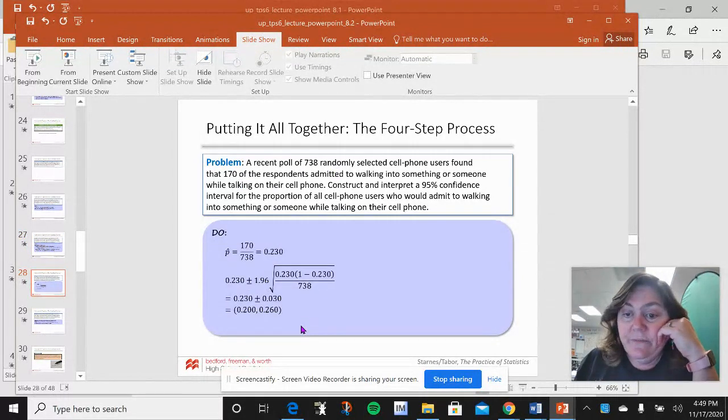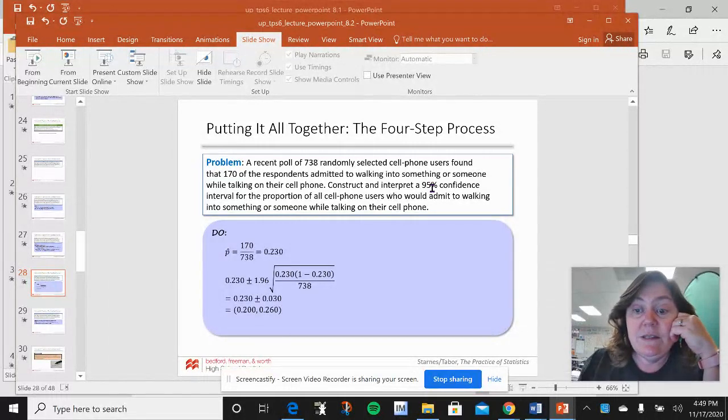Here's your do, which is what we just talked about. 170 over 738 is 0.230. Now, your confidence interval is p hat plus or minus z star for 95%, z star for 95% is 1.96. And then there's your square root of p hat times 1 minus p hat over n. And you get this interval, okay?